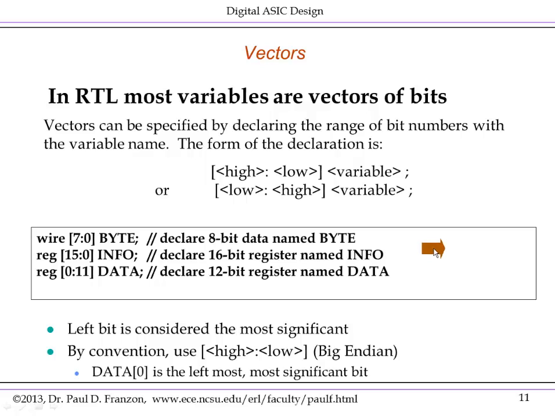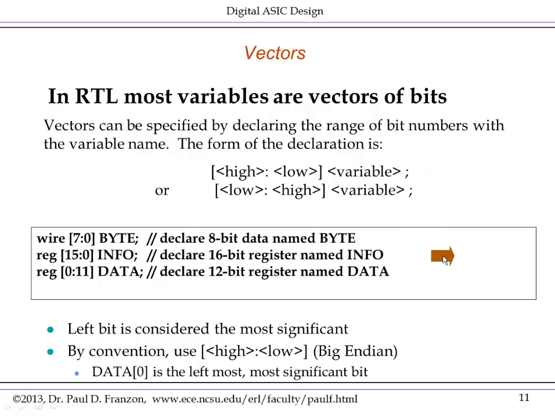So vectors are declared by specifying a range of bit numbers and the variable name. You can specify high to low or low to high. I suggest in general you stick to the high to low format, the big endian. No specific advantage to it, but it's more consistently what is used by designers. And if you mix both of them together, it can be very confusing. Is bit 0 the most significant bit or the least significant bit? If you just stick to big endianness, you know which is which.